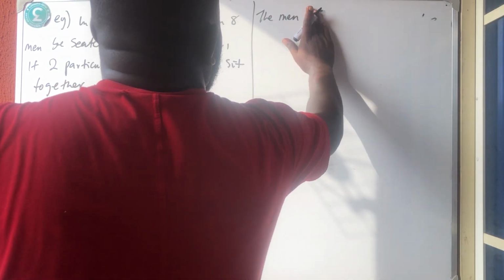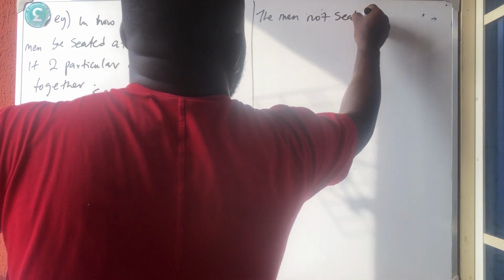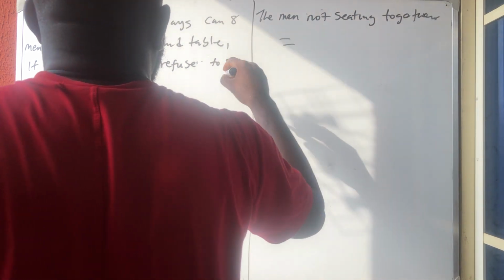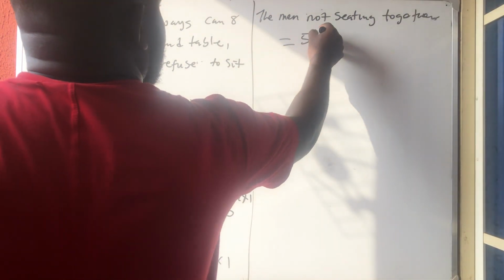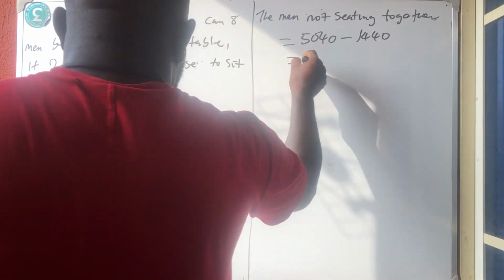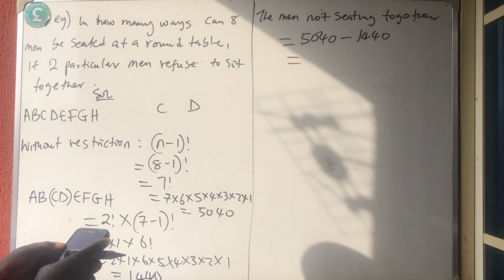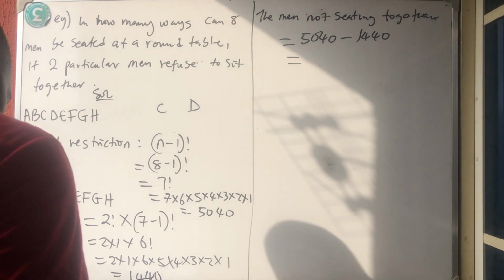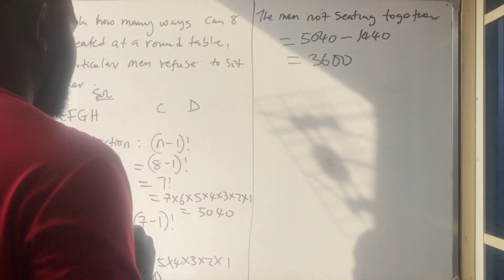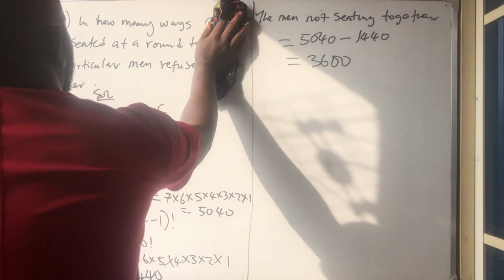Therefore, the men not sitting together is simply without restriction, which is 5040, minus when they are together, 1440. So what do you have? I'm having 3600 as the answer. So that is that. Now let's take another question.